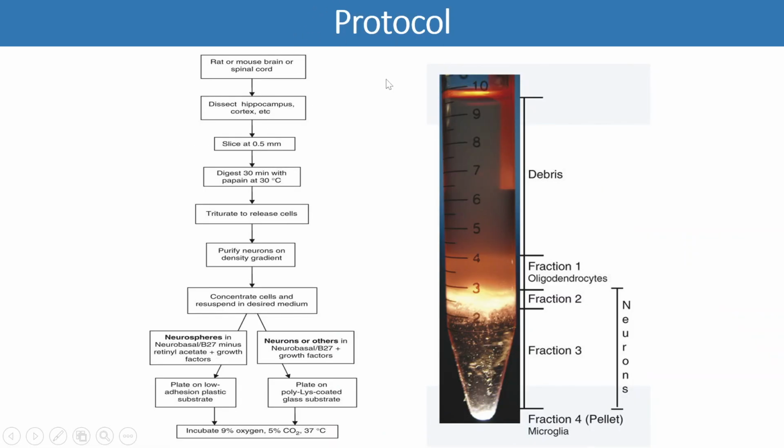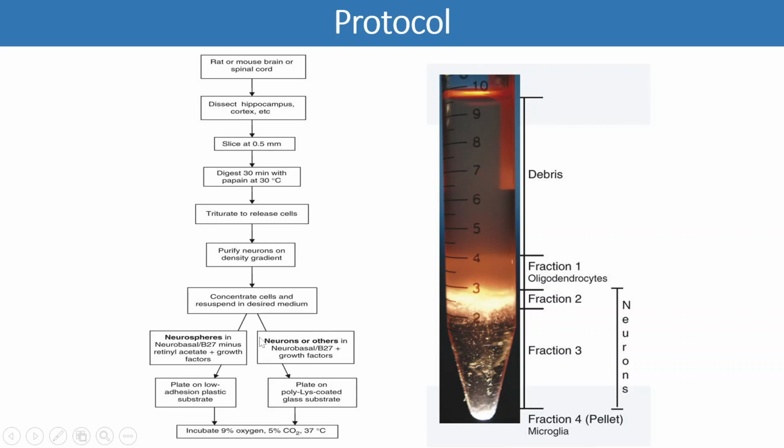So this is the protocol, how we do it. We take the rat or mouse brain or spinal cord, we dissect the hippocampus or the cortex or the spinal cord as the case may be, and slice them, digest them with the help of papain. We triturate, or with the help of a scalpel and a needle we mechanically separate it to release the cells. Then we purify the neurons with the help of the density gradient. Then we concentrate the cells and resuspend in a desired medium.